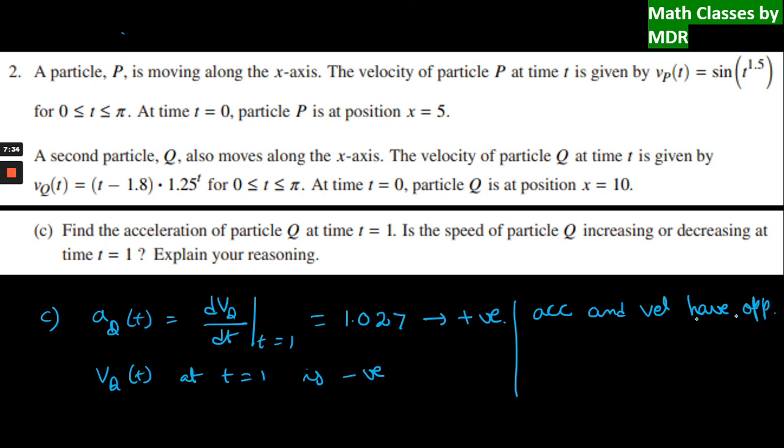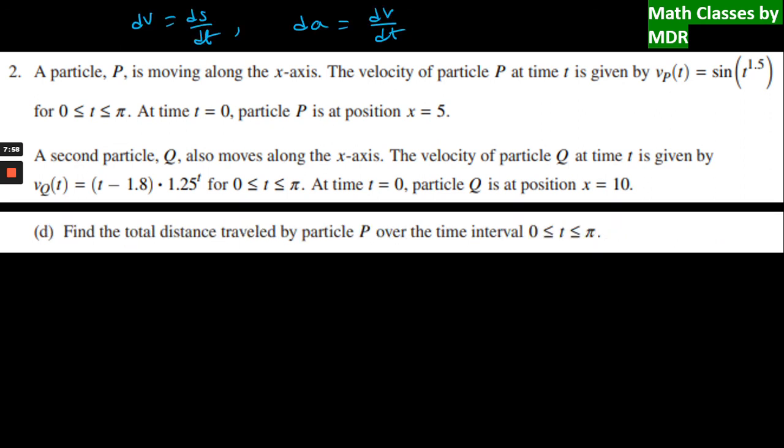Therefore, since they have opposite signs, the speed of Q is decreasing. So this is the answer for the third part.